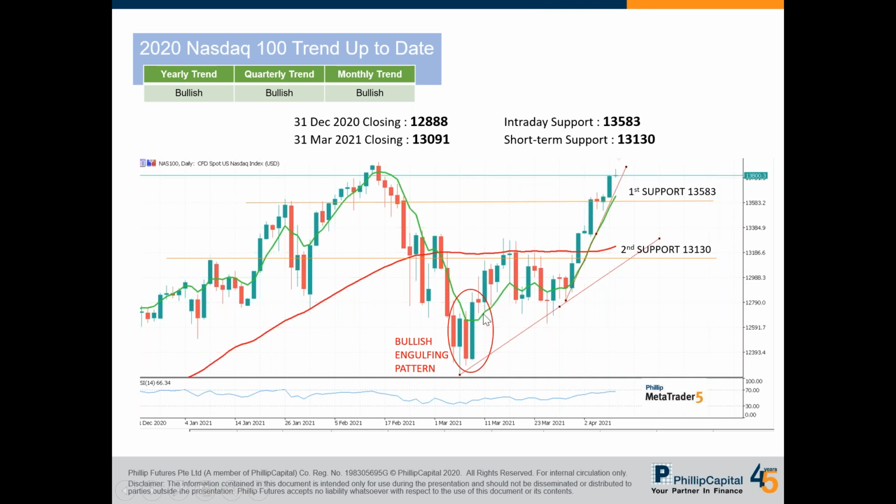It has been trading very nicely on the green moving average, the faster moving average. Depending on what type of investor you are, like I mentioned to you, an intraday trader, you just trade within this first support, and a longer term trader, you will trade according to the second support, which means you need to wait longer.